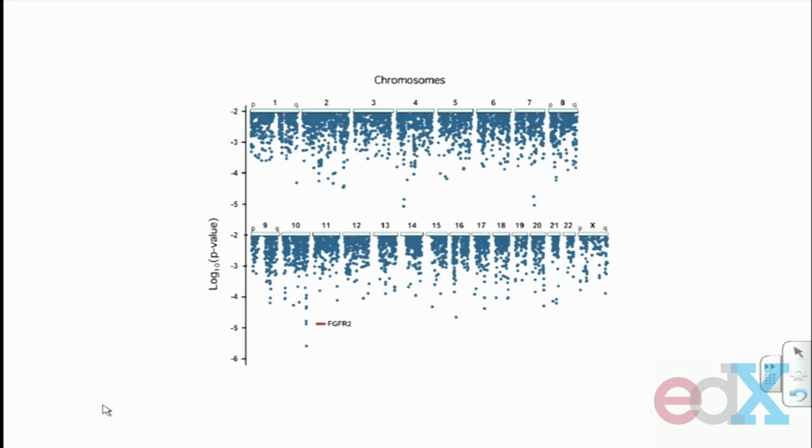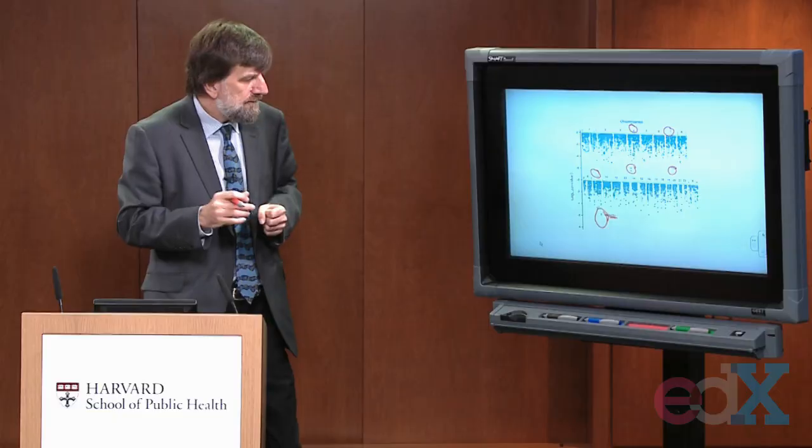So there were extreme p-values here on chromosome 4, chromosome 7, chromosome 10. This one immediately attracted interest because they appeared to be in a gene called fibroblast growth factor receptor 2. And any of you who are interested in oncology will know that anything that's called a growth factor receptor immediately attracts interest if you're interested in a causation of cancer.